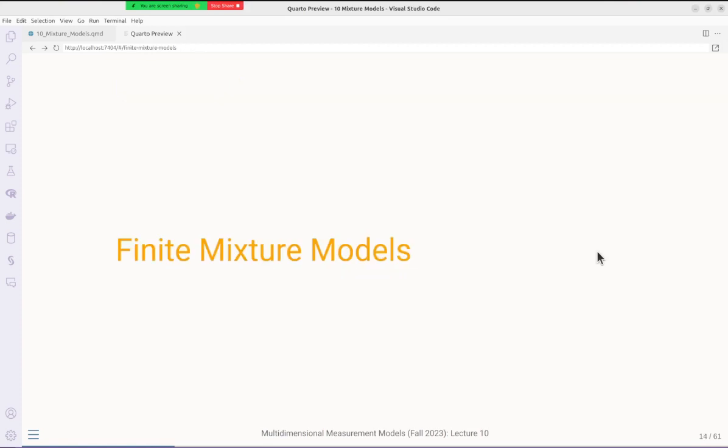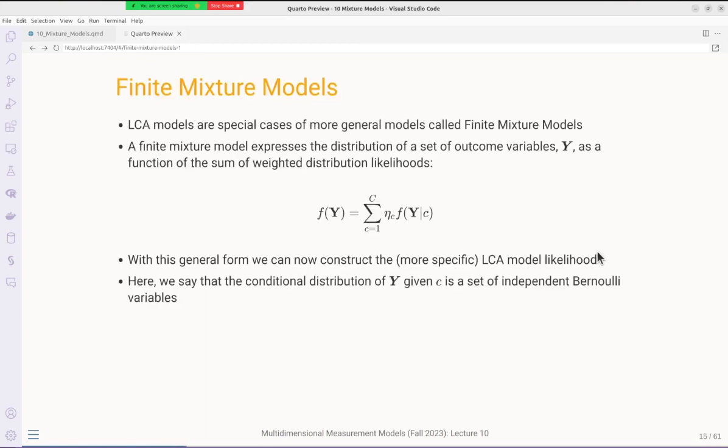Great. So finite mixture models look like this. Overall, I mentioned before, latent class models are special cases of finite mixture models. So again, big umbrella: finite mixture model, right? Small, narrow type of finite mixture model is a latent class model. So here, let's imagine we have a vector of outcome variables. We can just describe this as a vector for one person. I didn't put a person subscript on it.